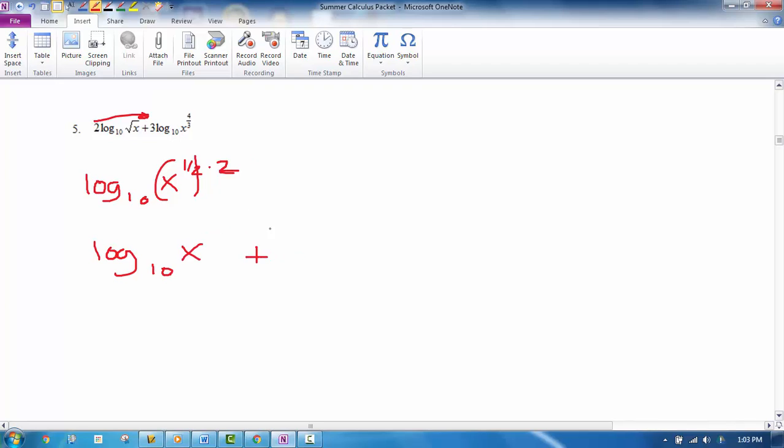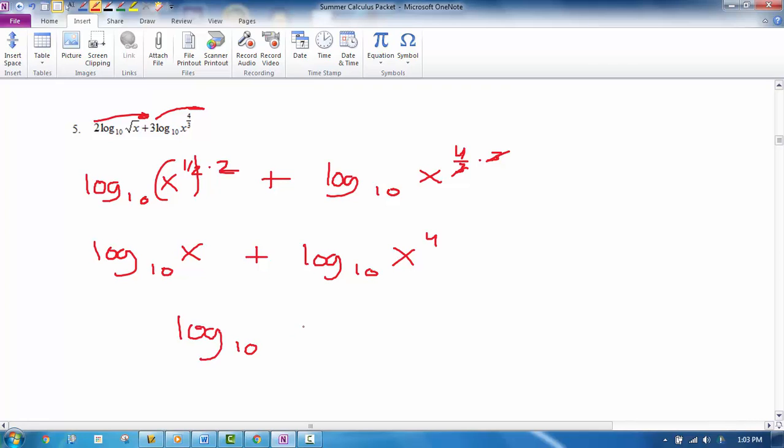Now plus, I'm going to do the same thing over here. I'm going to bring this up. So it'd be plus log base 10 of x to the 4/3 times 3. These 3's would cancel, and I'd get log base 10 of x to the 4th. And now I can simplify because I learned the sum of two logs is really the log of a product. That's a formula I put on my formula sheet. I guess I should call it an identity.